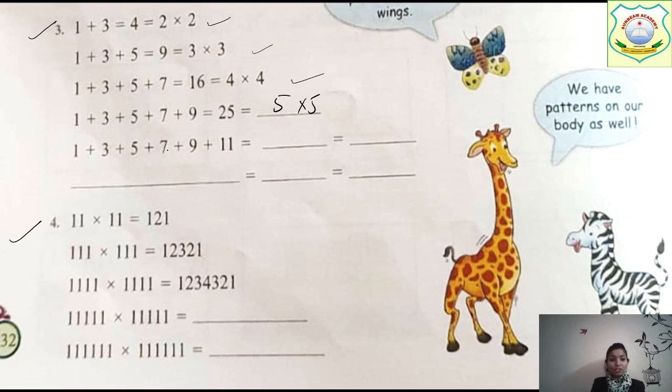Next 1 3 5 7 9 11. अब जब ये हो चुका हमारा 4 9 16 25. सो 2 2 ज़ा क्या होता है 4, 3 3 ज़ा क्या होता है 9, 4 4 ज़ा 16, 5 5 ज़ा 25. देन क्या होगा, 6 6 ज़ा क्या होता है, 6 6 ज़ा 36. तो इनका सम क्या होगा, 36. इफ़ यू वांट यू कैन चेक इट, राइट.